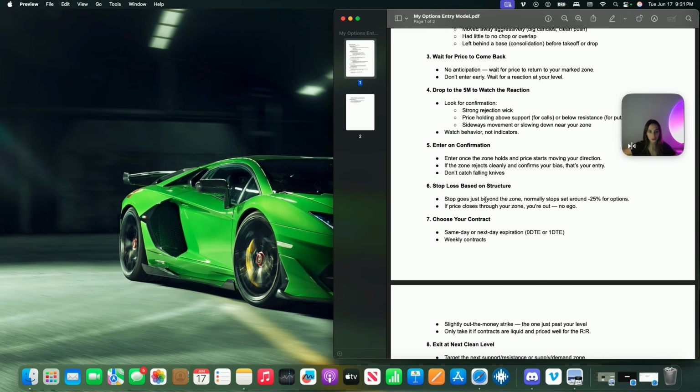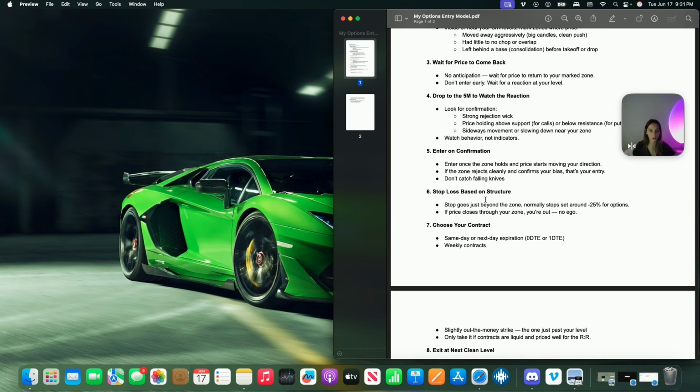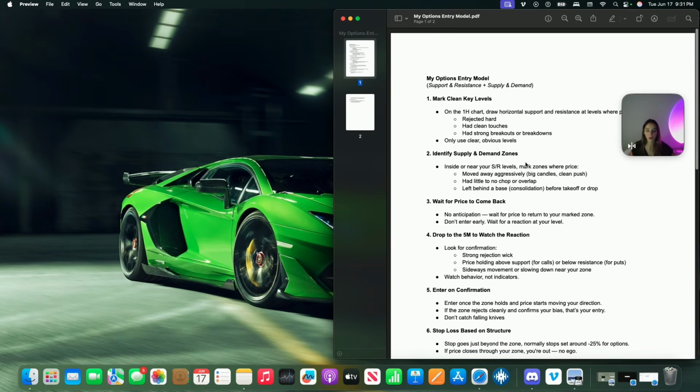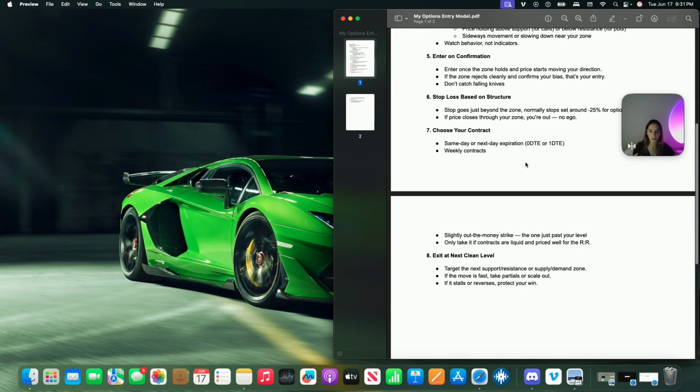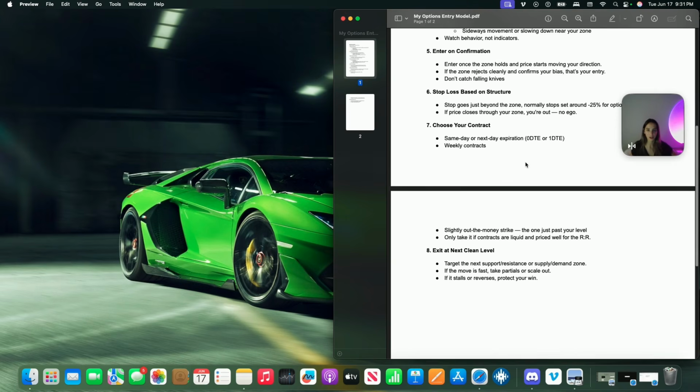But yeah, let's say I'm not stopped out of my option, but price has now closed through my zone and my entry is now invalidated. I would then exit. I wouldn't just wait for price to hit my stop. That would be a telling sign that I would exit.